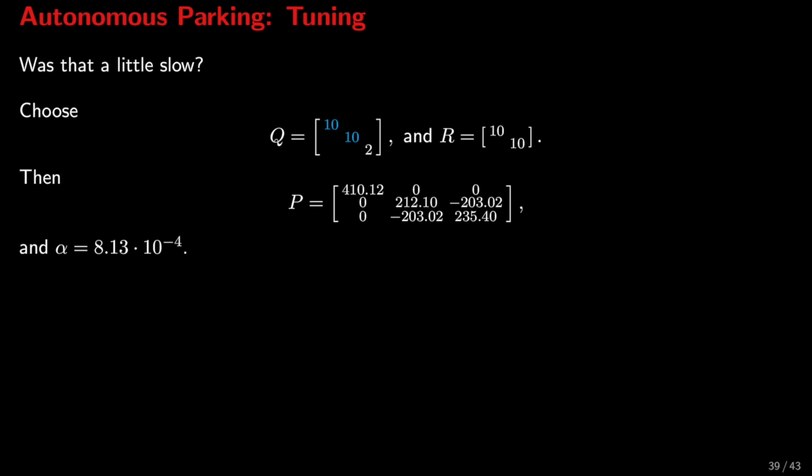Now, if you believe that this response is a bit slow and you want to speed it up, all you have to do is modify the entries of Q. If you want to speed up how fast x and y converge to 0, you can increase the weights, and instead of 1, you can put there 10. You see it is highlighted in blue, and that should speed things up. However, once you update Q, you need to update the matrix P, and of course recompute alpha. So this is the new matrix P, and this is the new value of alpha.